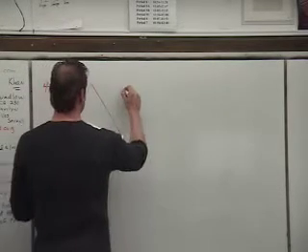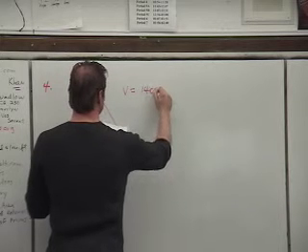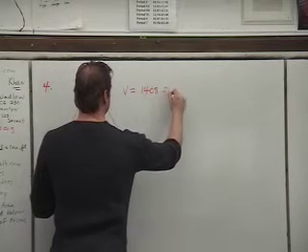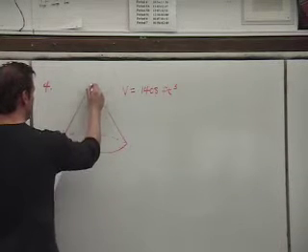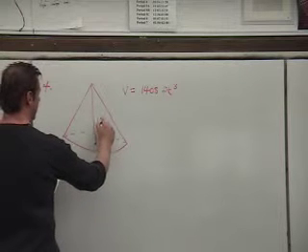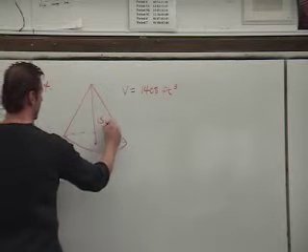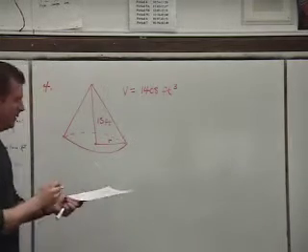Now, what do you do if you have to work backwards? So in a case like this, I'm going to give you the volume. In this case, it's 1,408 cubic feet. Okay? And I also tell you that the height on this is 15 feet. The question for you is, what is the radius? How do you find R?